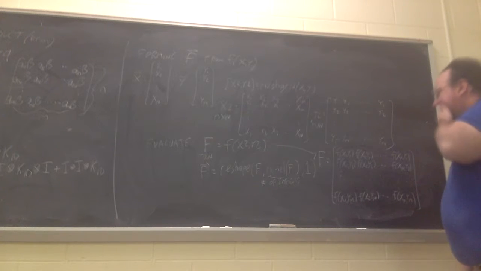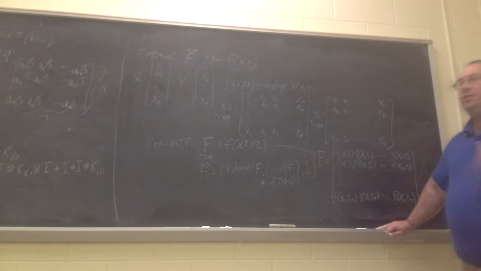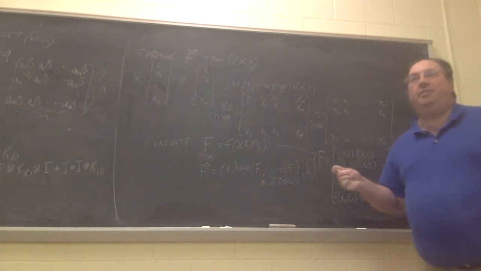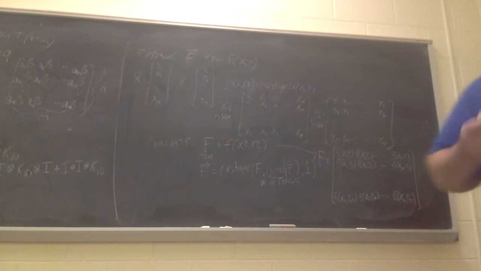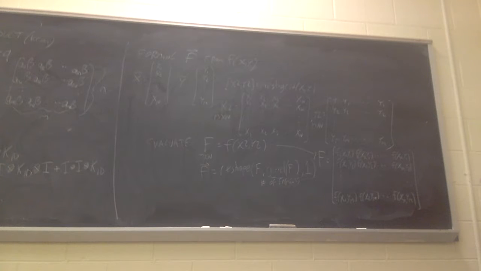Now, different programming languages use different conventions in how they lay out two-dimensional arrays. So, Fortran, the first one, column major ordering. C and C++, row major.